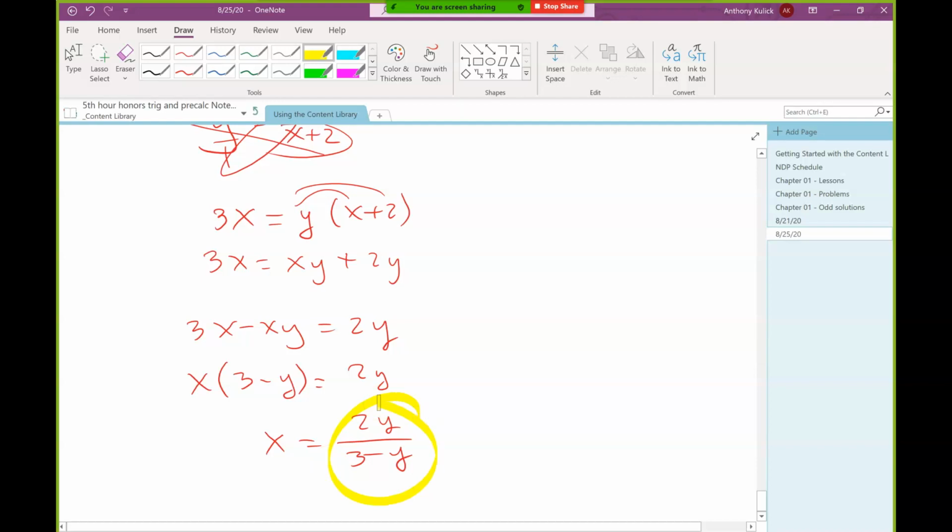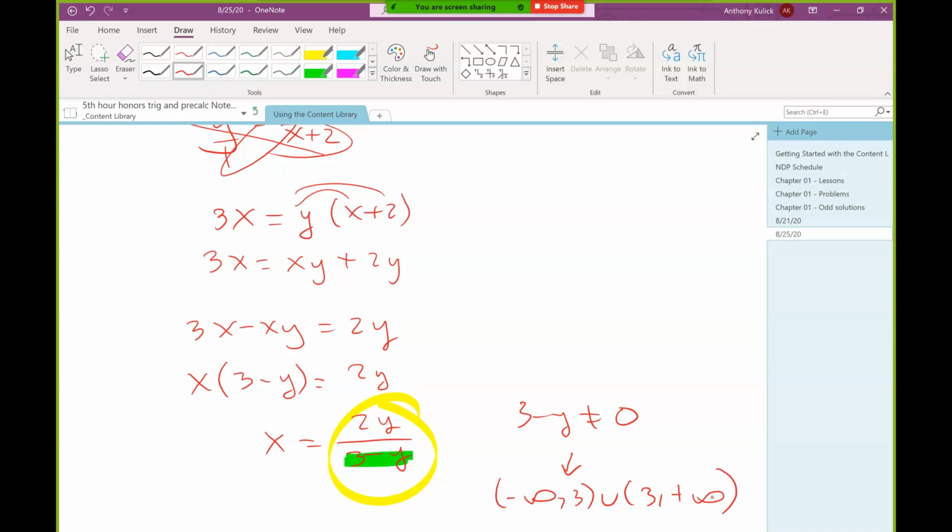So what I'm going to do is look at this piece that has only y's in it. This is a rational expression, right? Where do rational expressions run into problems? When the denominator is equal to 0. So I know that 3 minus y can't equal 0. And that's going to lead us to that same range that we saw earlier. Everybody okay there?